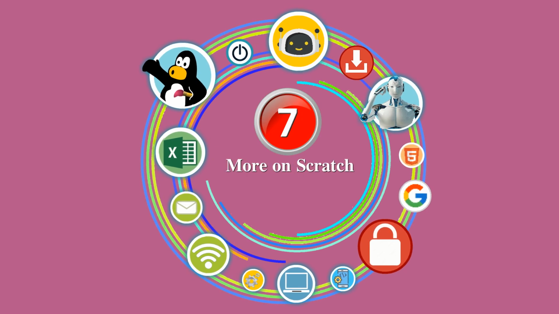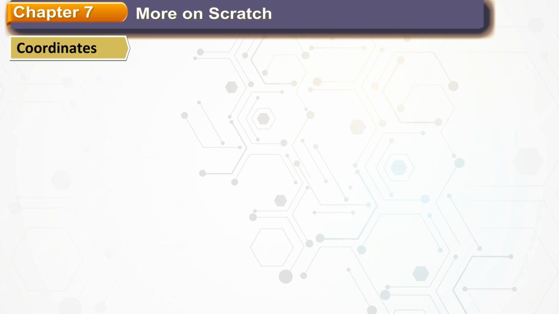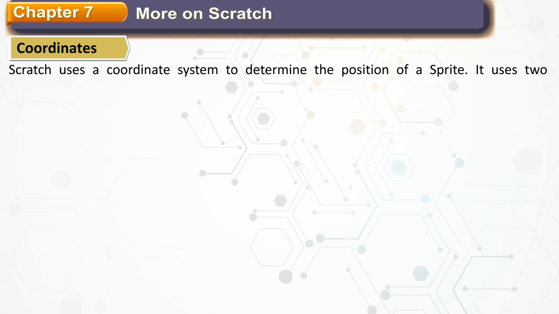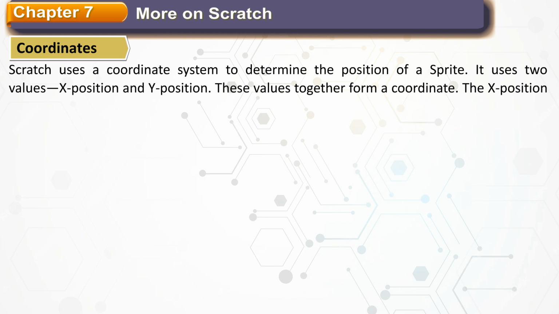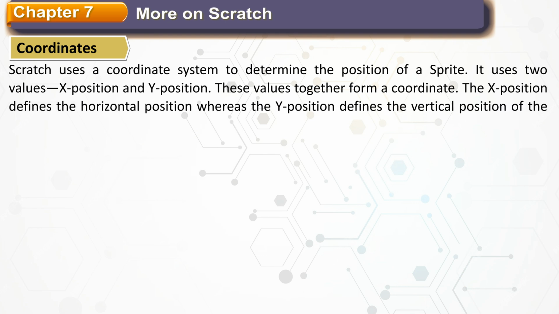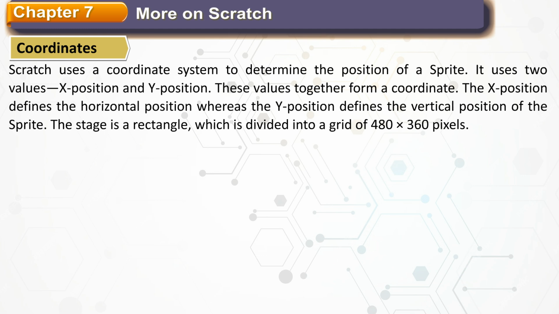Chapter 7: More on Scratch. Coordinates. Scratch uses a coordinate system to determine the position of a sprite. It uses two values, x position and y position. These values together form a coordinate. The x position defines the horizontal position, whereas the y position defines the vertical position of the sprite.